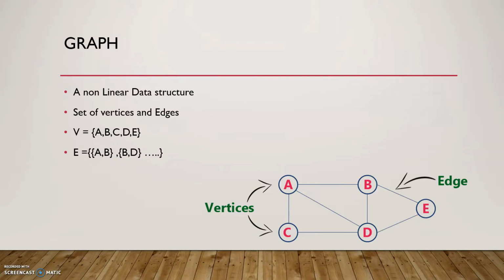So a graph is a non-linear data structure. It is a set of vertices and edges. In the diagram, you will see that A, B, C, D, E are the set of vertices and edges are the connection links between these vertices. With the help of edges, we can travel from one vertex to another and establish the relationship between these vertices.